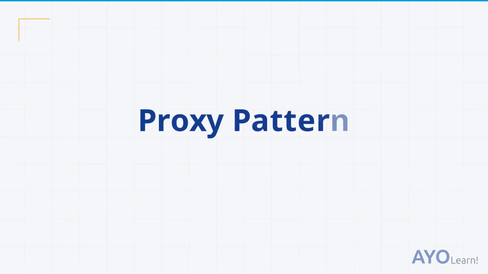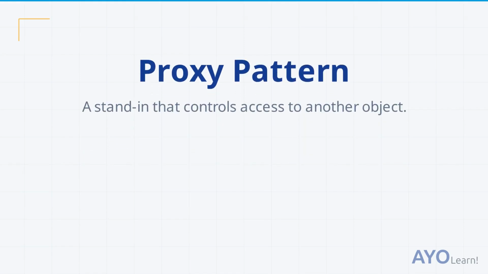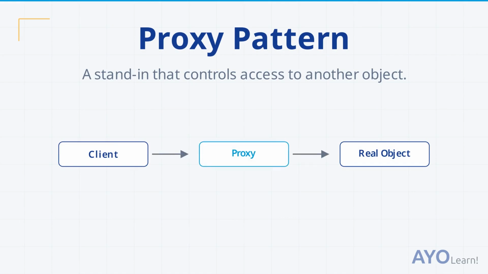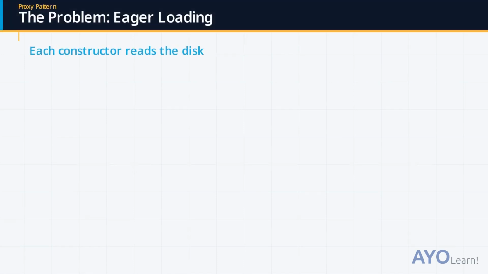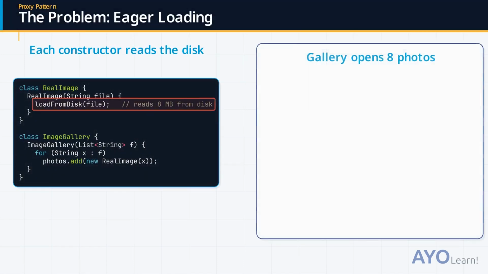The proxy pattern provides a stand-in for another object to control access to it. The proxy sits between the client and the real object, acting as a gatekeeper. Picture an image gallery opening 8 high-resolution photos at once.